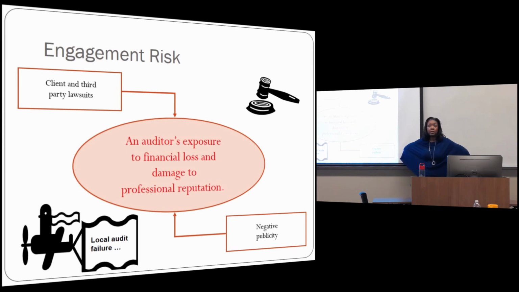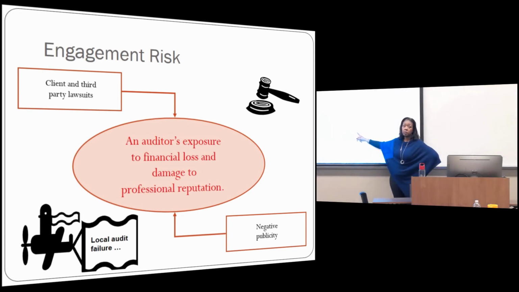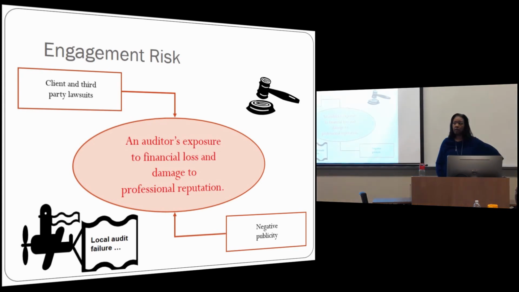I doubt that any firm is willing to accept all risk at any cost, because at some point you're exposed to litigation or reputational damage that you might not be able to recover from, which we saw with some firms. So I'm going to end here.